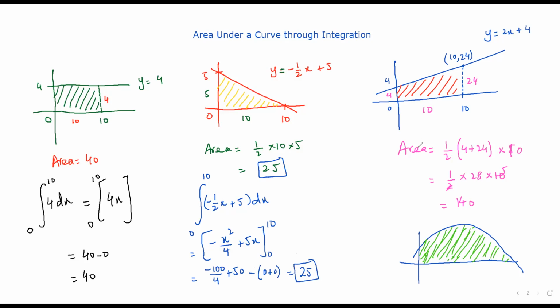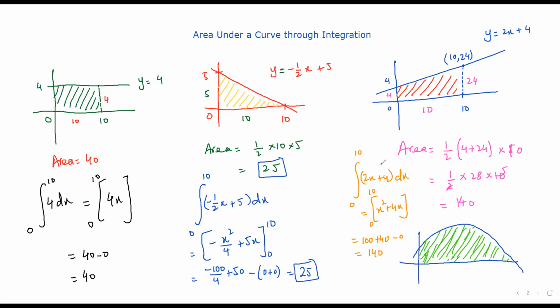You will see that this will be matching in this case as well. If you integrate this limit from 0 to 10, and the equation is 2x plus 4, this is going to be x squared plus 4x, and the limit is from 0 to 10. When you apply that limit, you have 100 plus 40 and then minus 0. So that is going to be 140.